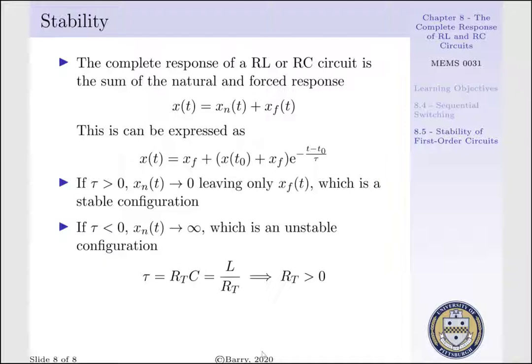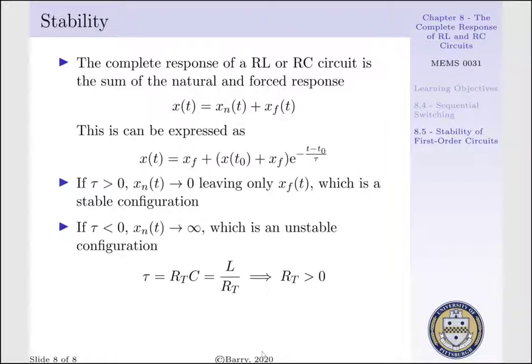That is, e to a positive quantity as a function of t will continually grow as t increases at an exponential rate. That is, the response of our system, either a voltage or a current, is going to exponentially grow. This is not stable.